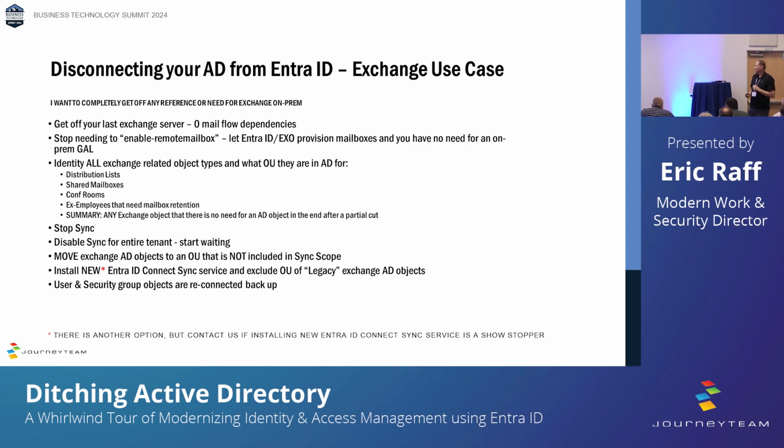Okay? Identify all your Exchange-related object types and what OU in AD they're in. DLs, shared mailboxes, conference rooms, ex-employees that still need mailbox retention, any Exchange objects that there's no need for an Exchange object in the end after this partial cut that I'm going to explain to you. Okay? Then you stop the sync. So Entra ID Connect sync, you're going to stop it. You're going to run this magic little command to disable sync for the entire tenant. Start waiting. How long is a different discussion, but there's a little window of time there.